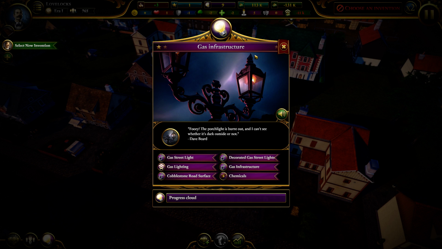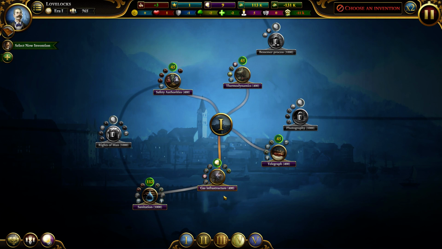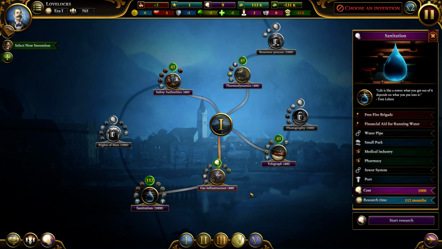So we finished the gas infrastructure research. Go to Progress Cloud and select a new invention. Okay. And there's other eras. I'm not going to show you what's in the other eras because let's just stick to stuff that's in the first era. Oh, right, gas infrastructure. I didn't see the line. I thought this was like a solo research path, but there's a line that connects it to sanitation. So that's a new one.